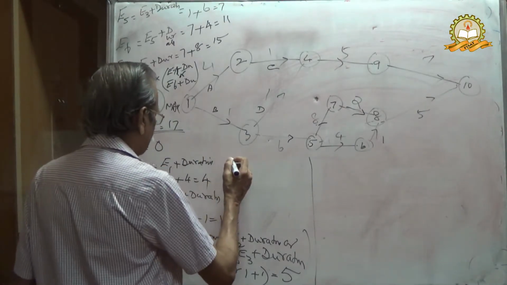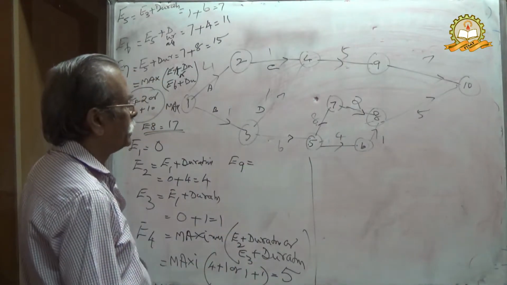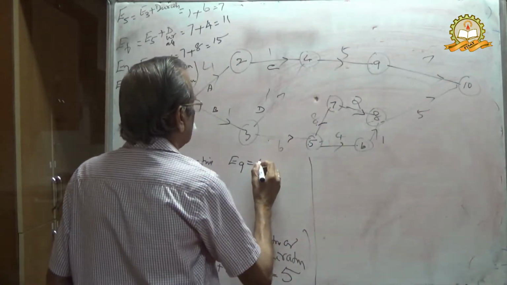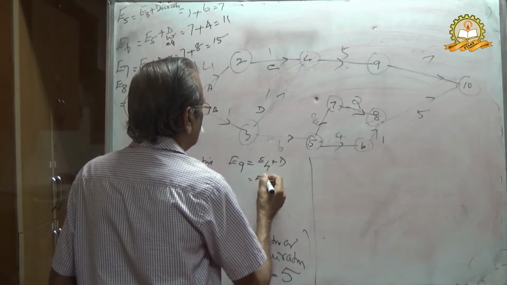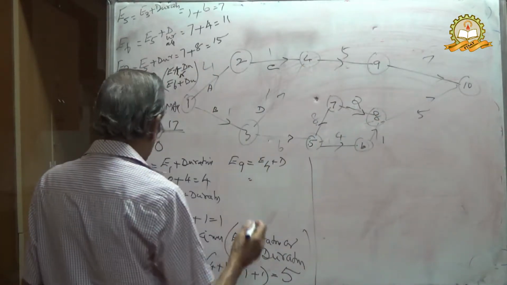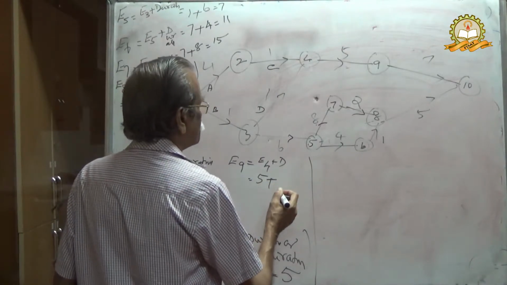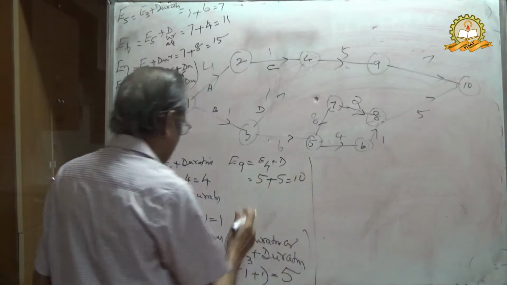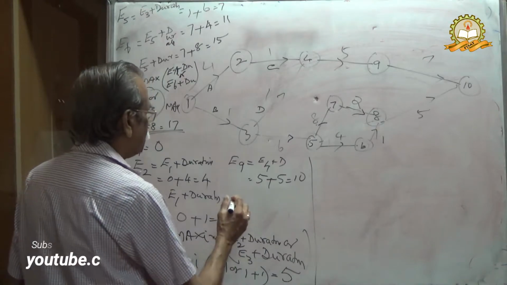Then E9. You can see E9 is reached from 4. E9 equals E4 plus duration, where E4 is 5, so 5 plus 5.